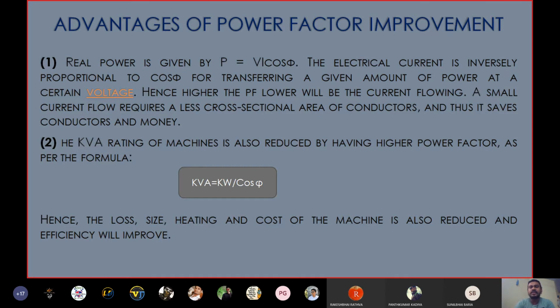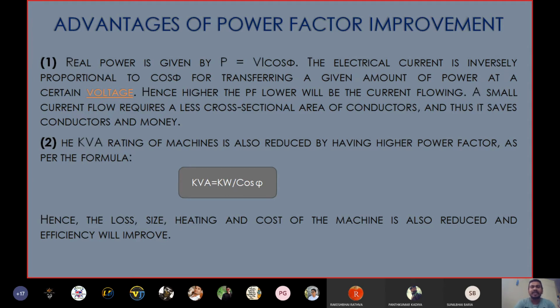The kVA rating of the machine is also reduced by having higher power factor, as per the formula kVA is equal to kW by cos phi. Hence the loss reduces, size reduces, current reduces, that means the heating that occurs in the machine also reduces, and finally the cost of the machine reduces and efficiency will improve. So these are the major advantages if we improve the power factor.